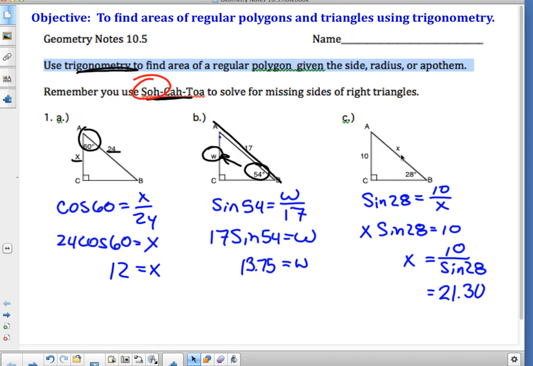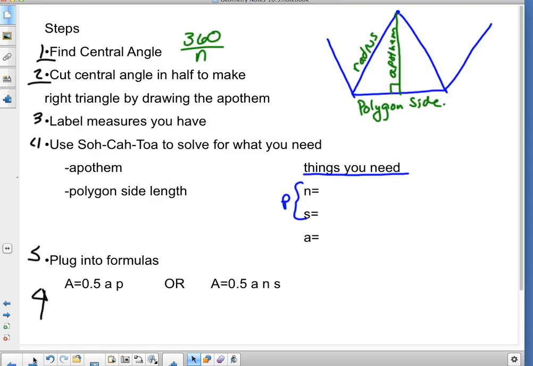That's the review: sine, cosine, tangent. We're going to use that the rest of the class. Okay? Maybe we should get moving on.